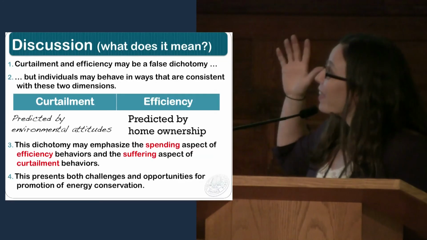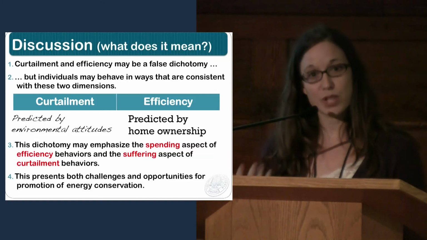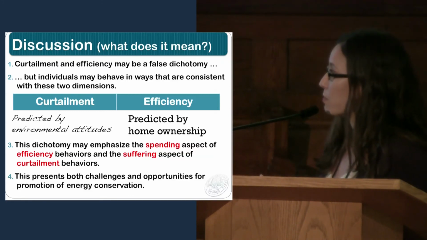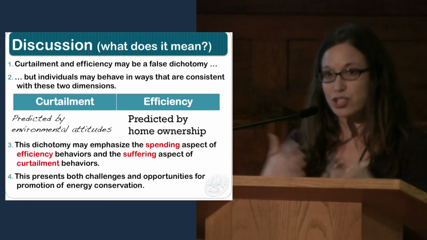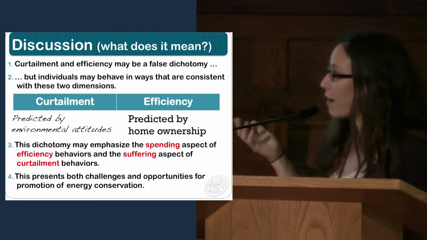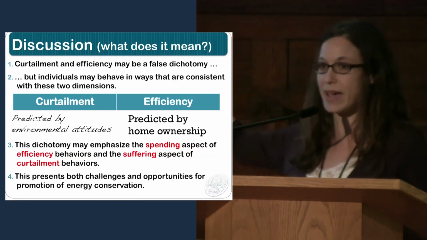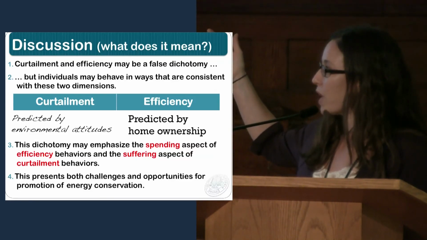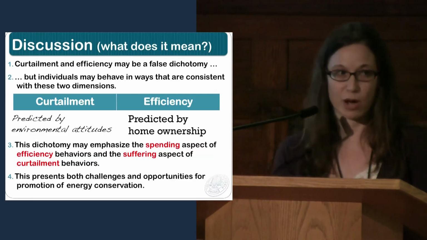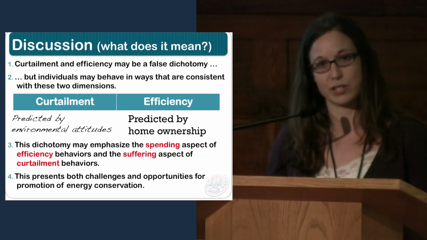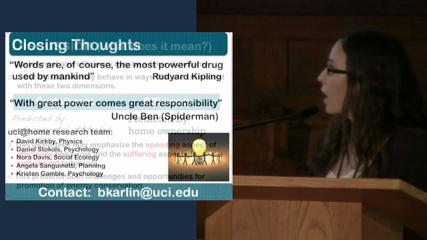So finally, these may be a false dichotomy, but they're picking up steam, and I think we should really think about the use of these terms. We do see that they are predicted. In the general population that we surveyed, curtailment was more predicted by environment, efficiency was more predicted by contextual variables. And it may emphasize the spending aspect of efficiency and the suffering aspect of curtailment, and that might not be what we want to do. We might be missing out on some of these high impact management behaviors.